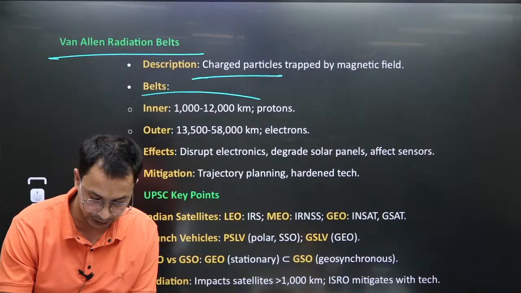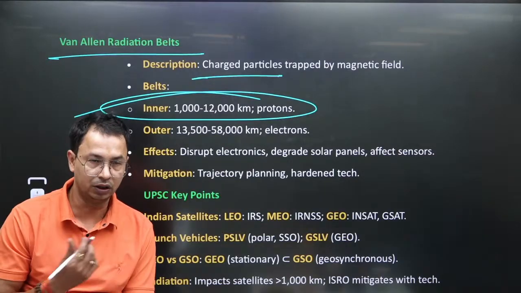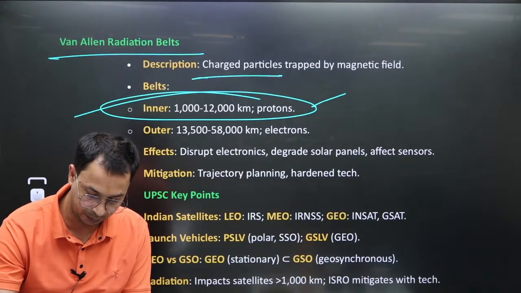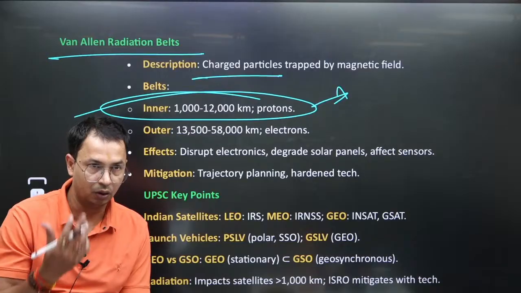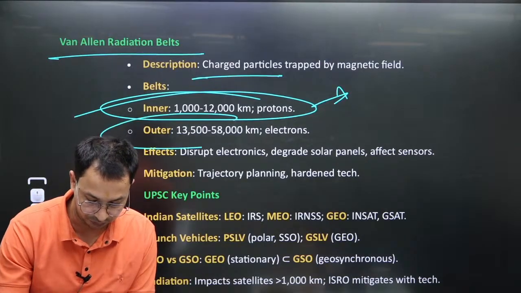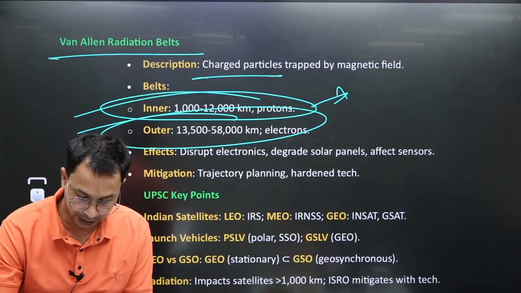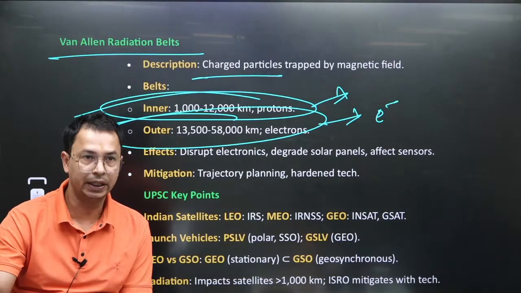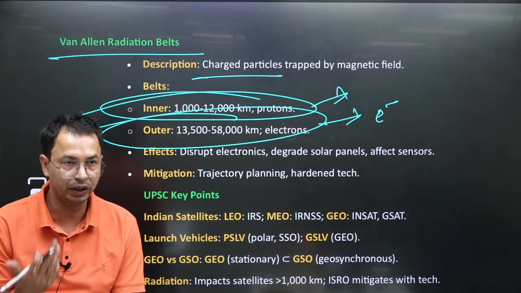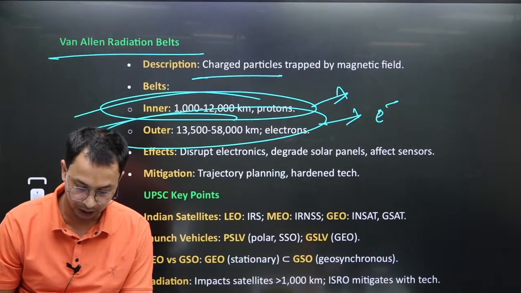One is the inner belt, that is from 1000 to 12,000 kilometers. Here the protons are trapped. And the outer radiation belt is 13,500 kilometers to 58,000 kilometers. Here we have the trapped electrons. And these protons and electrons, where do they come from? They come from the solar wind.